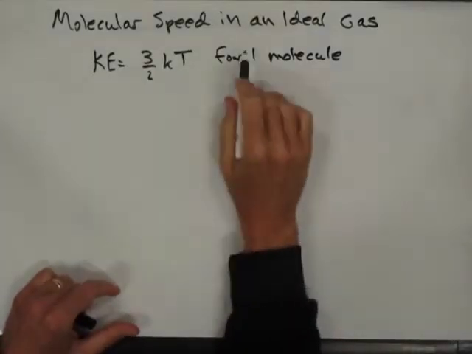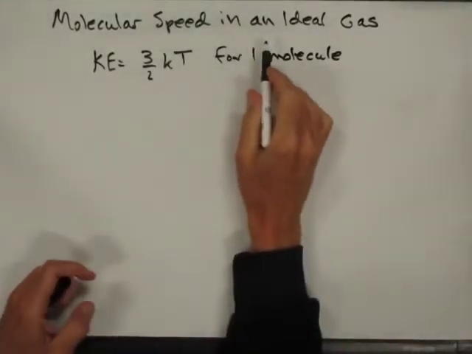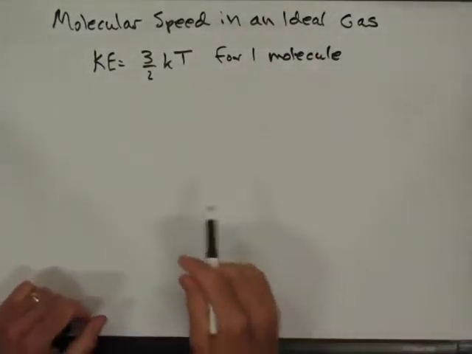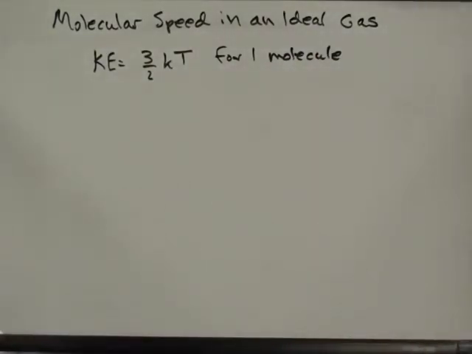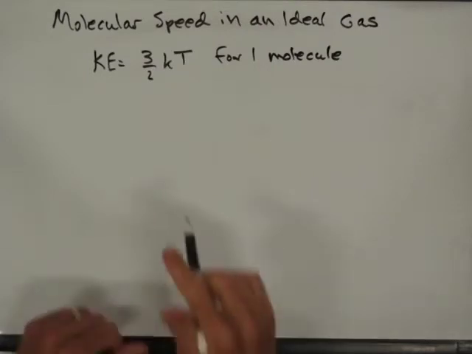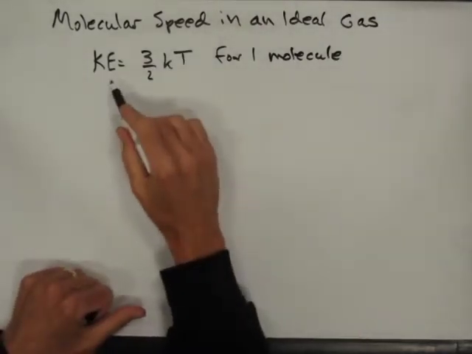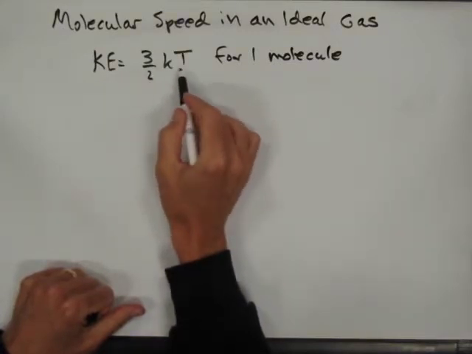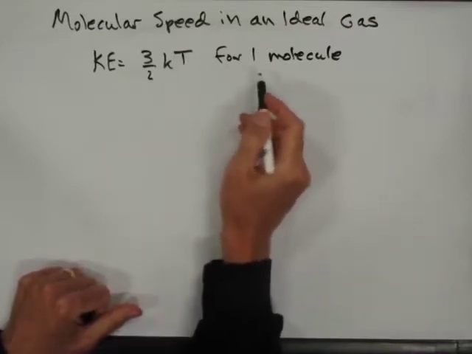So if we want to calculate the molecular speed in an ideal gas, like the speed of a nitrogen molecule moving through the air, we can go back to the equation we derived in the last video and say, look, the kinetic energy of a single molecule is just 3/2 kT. That's just for one molecule.